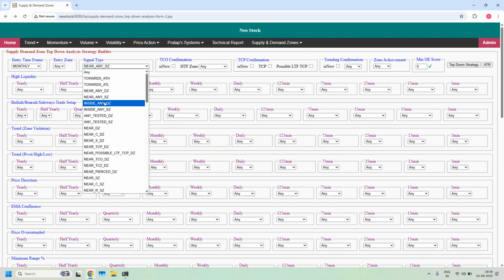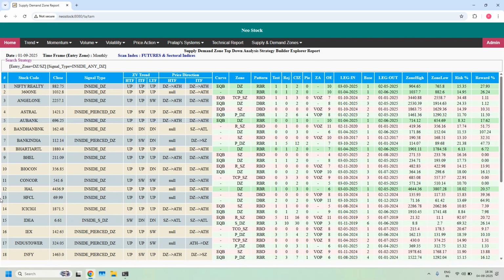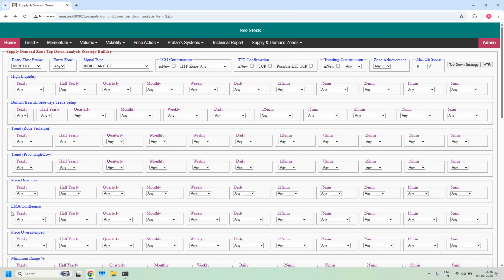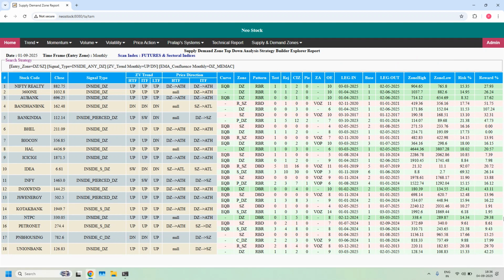Next, price closed inside the monthly demand zone. First 18 stocks in the list. Scrolling the list down. 32 stocks are filtered. We can further filter based on the monthly demand zone having monthly EMA confluence, and the trend on the monthly should not be sideways. We got 18 stocks.